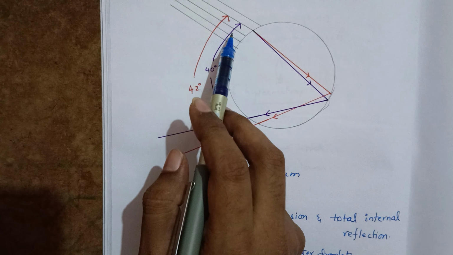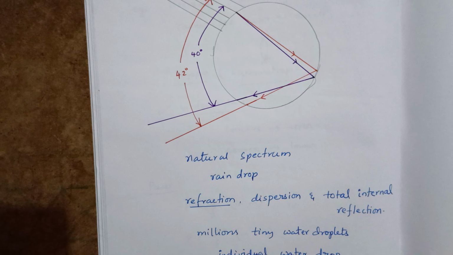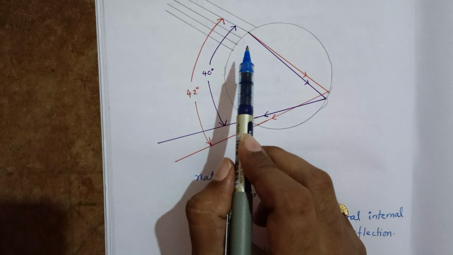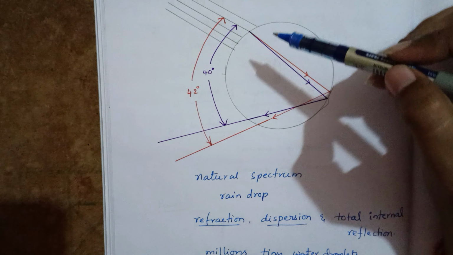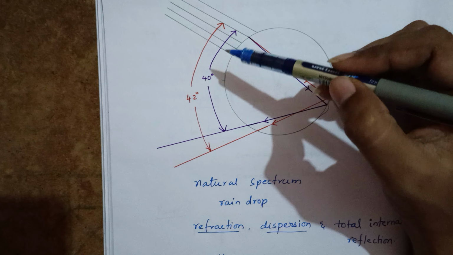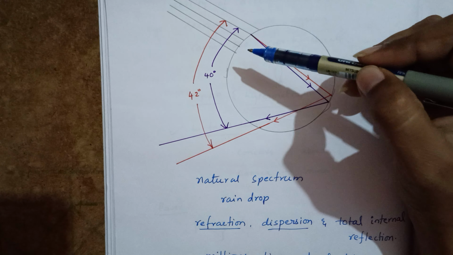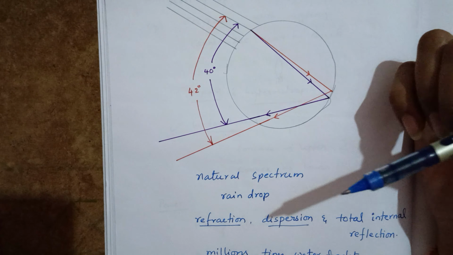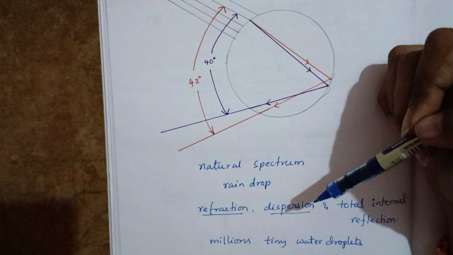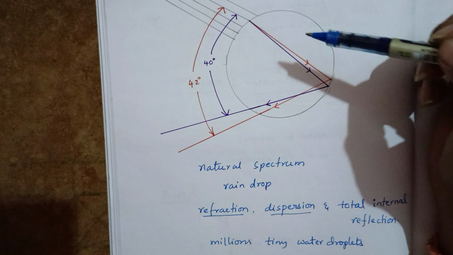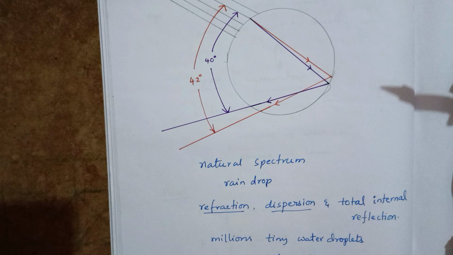first refraction takes place, and with the refraction, dispersion also takes place. When the sunlight reaches near the top of the raindrop, first refraction takes place, and with it dispersion. Dispersion means splitting of white light into 7 colors.